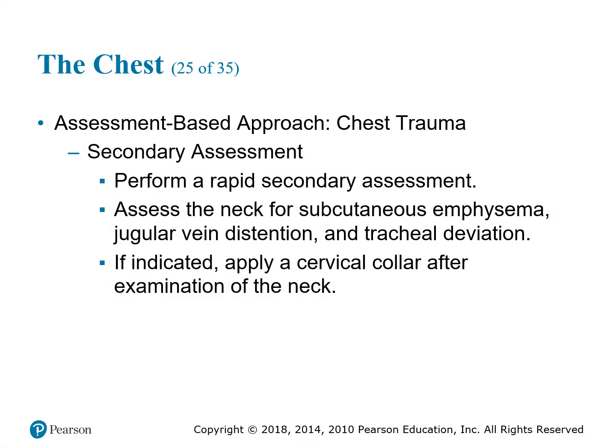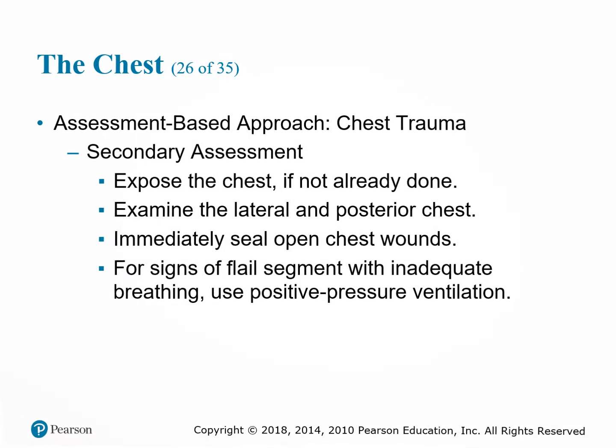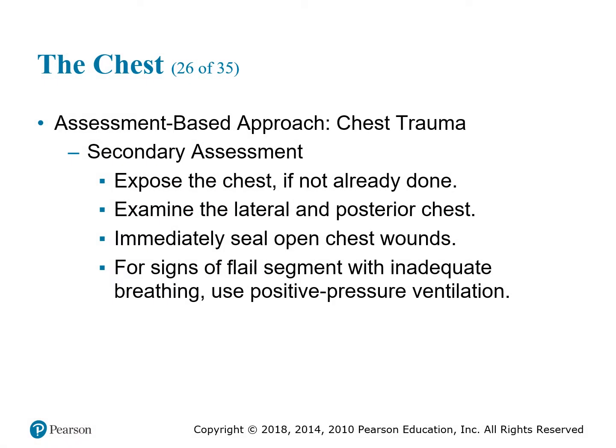Perform rapid secondary assessment. Assess the neck for subcutaneous emphysema, jugular vein distension, and tracheal deviation. If indicated, apply a cervical collar after examining the neck. Examine the chest, if not already done. Examine lateral and posterior chest. Immediately seal open chest wounds. For signs of flail segments with inadequate breathing, use positive pressure ventilation.